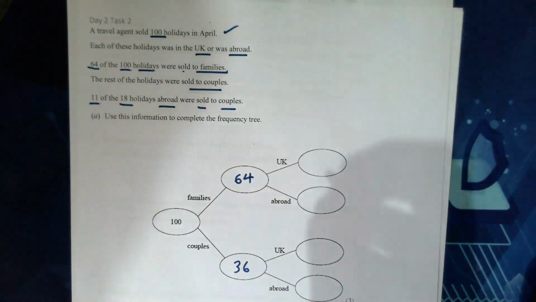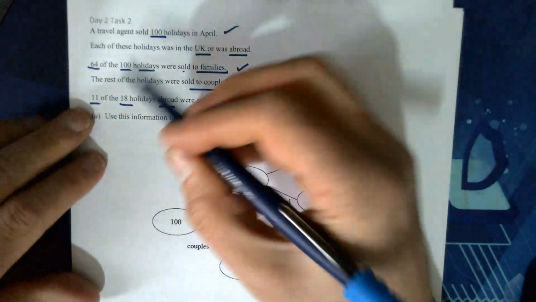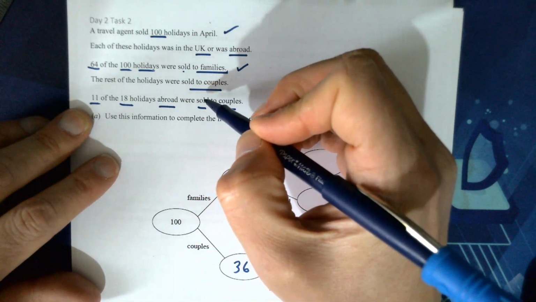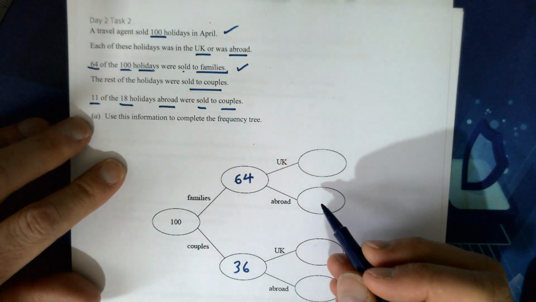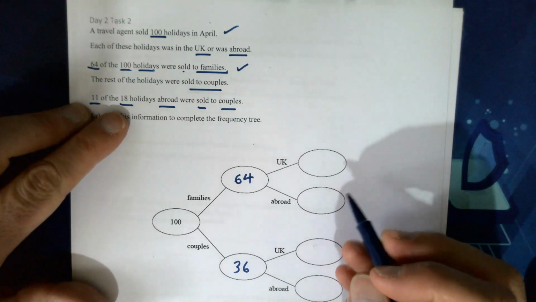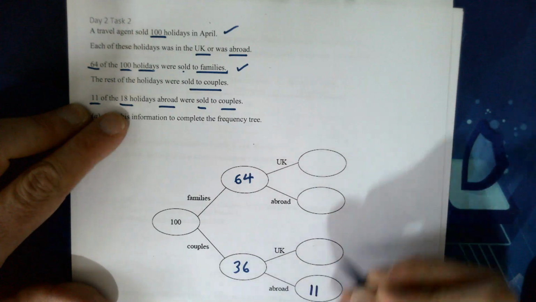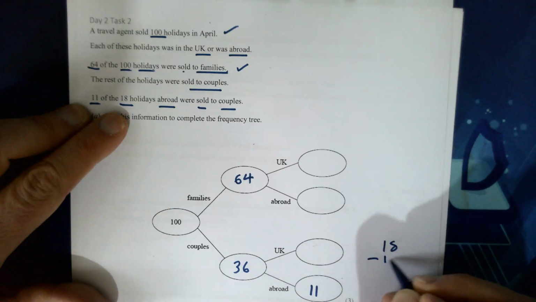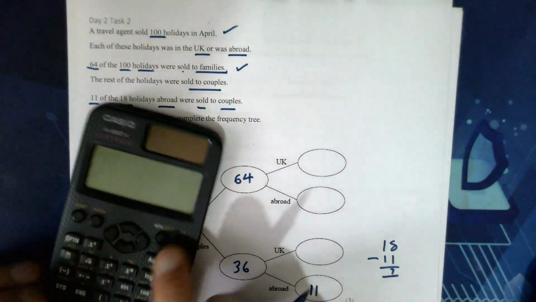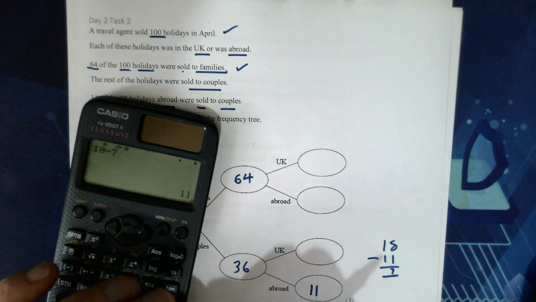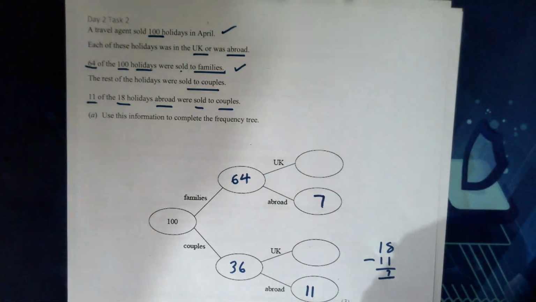Remember, if I'm going too fast, you can stop and pause and go back. So I've used that bit of information. 11 of the 18 holidays abroad were sold to couples. So in total, the couples had 11. This must add to 18, so 18 take away 11 gives me 7. I've done that really stupidly, I've done it as a mental calculation. I should have done it on my calculator to work it out. I've written it down: 7. And if you notice, I did that calculation the wrong way round.